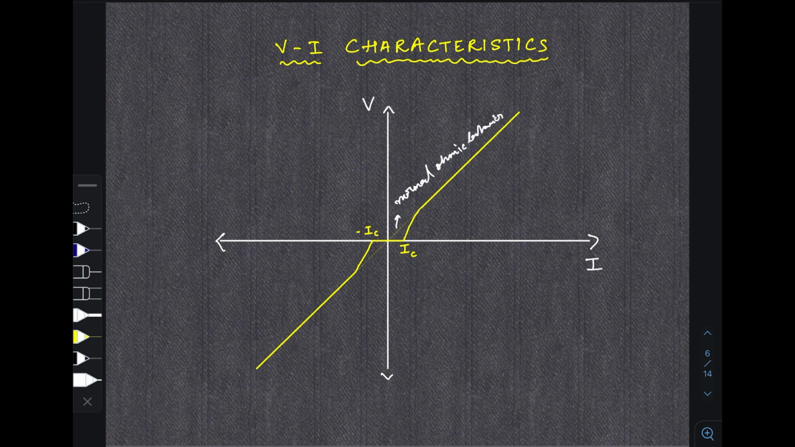The normal ohmic behavior is V equals I times some R. But in a Josephson junction, we can see that in this region, the voltage drop is 0. Even though the current is increasing, there is no voltage drop across the junction.